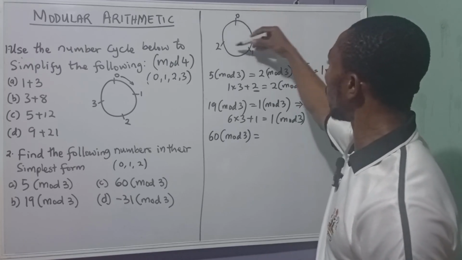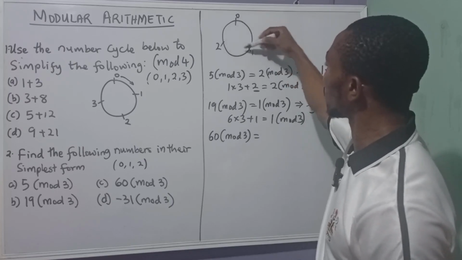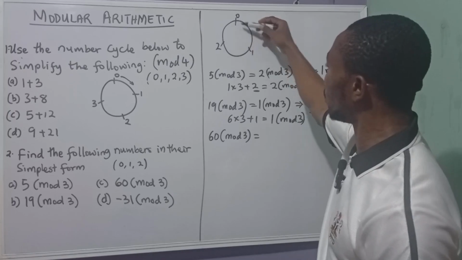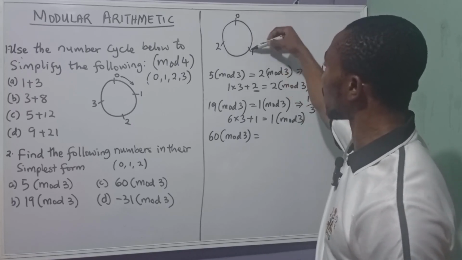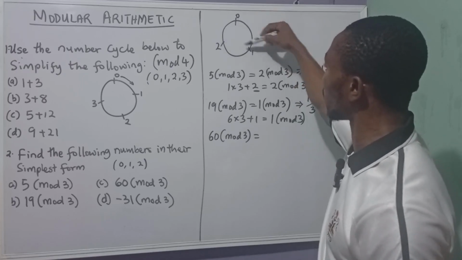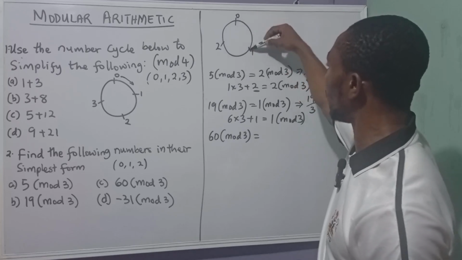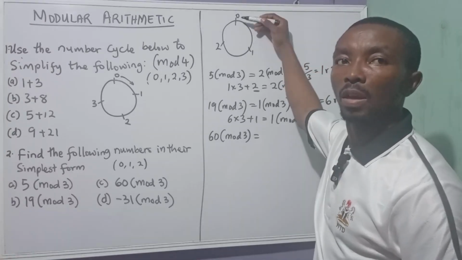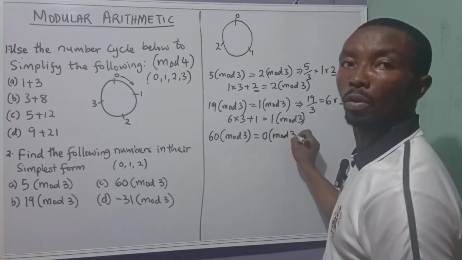Counting around the number cycle: 1, 2, 3, up to 60. So that means 3 gives us 0. So this becomes 0 mod 3.